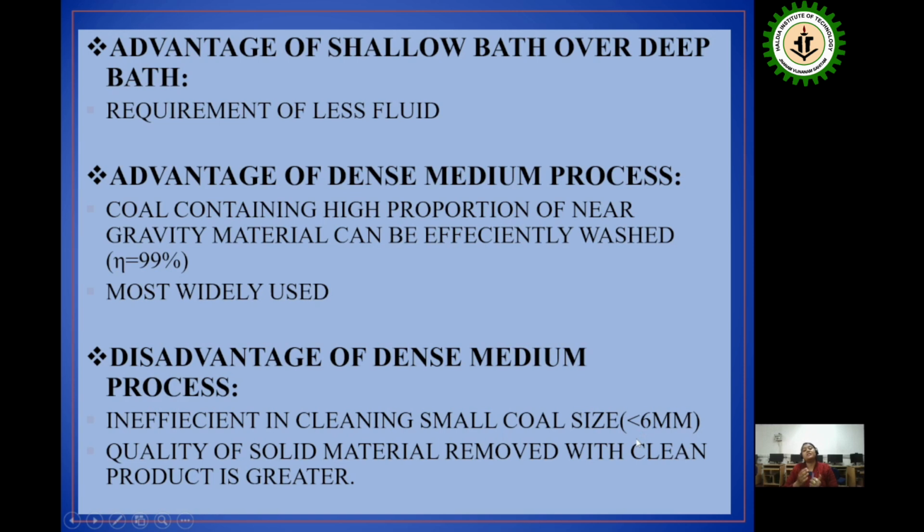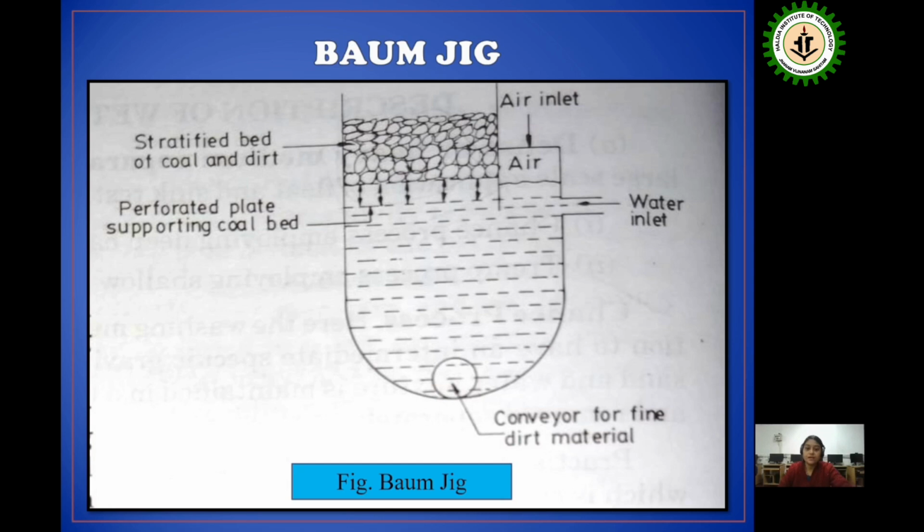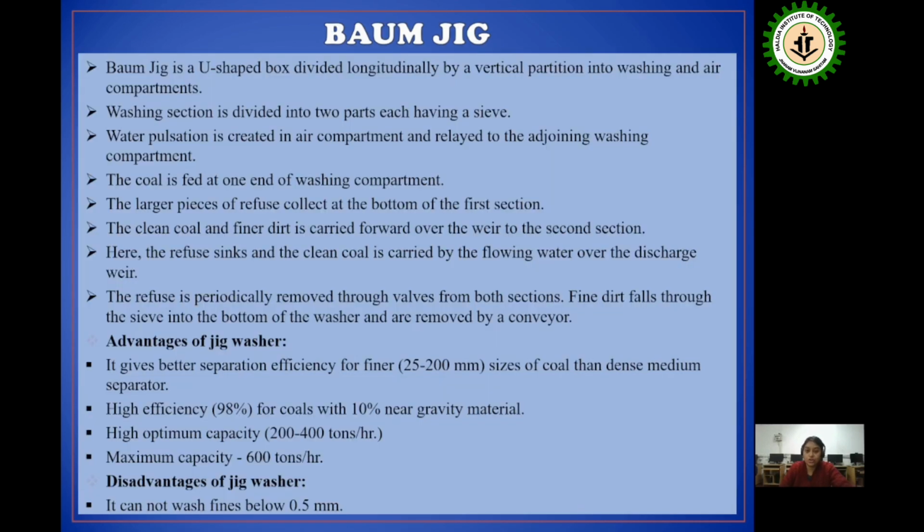So the advantage of the dense medium process is that the efficiency is almost 99%, so that is the reason it is widely used. And the disadvantage of the dense medium process is that it is inefficient in cleaning small coal size. Okay, so if the particle size is very small, it will become inefficient. And moreover, the quantity of the solid material removed with the clean coal will be greater.